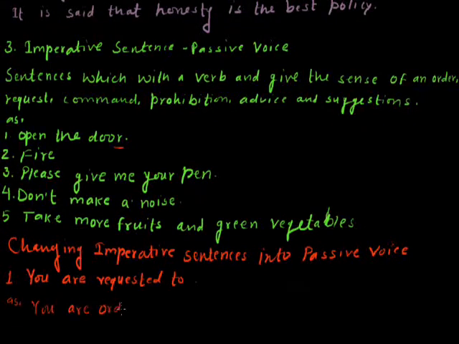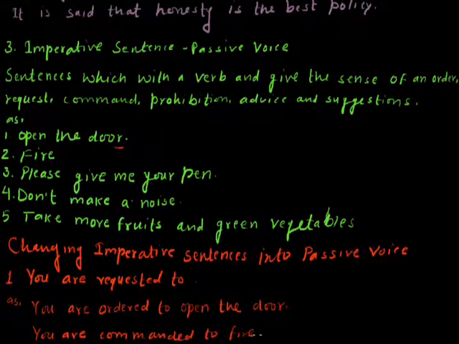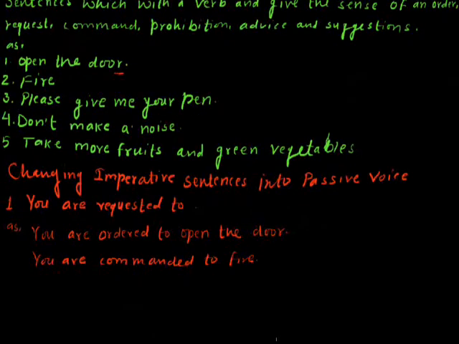Okay, the first sentence is a kind of order, so we can write "ordered to," then the given active voice, that is, open the door. This is a very simple method of changing the imperative sentence to the passive voice. Okay, the second sentence, fire, is a kind of command, so we can change this sentence like this: you are commanded to fire. Isn't it so easy? Okay, so in this manner we can change the imperative sentence into the passive voice.